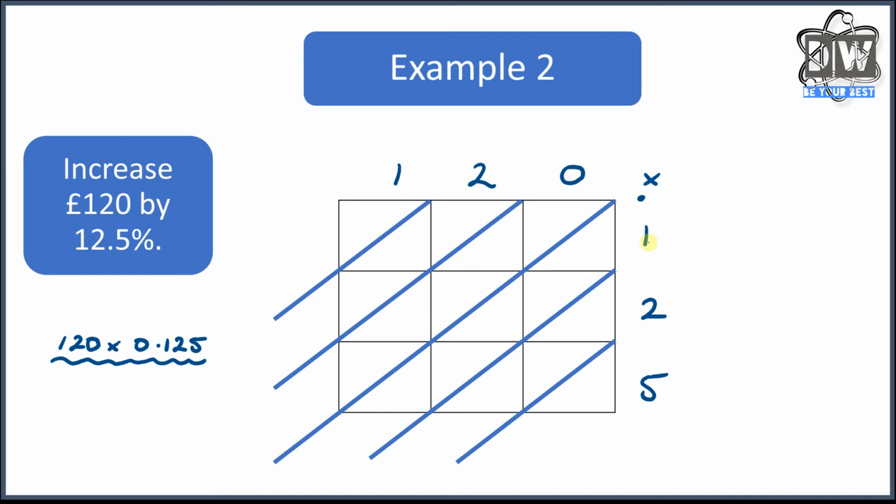So after writing all that out, we're going to go and do our maths now. 0 times 1 is 0.